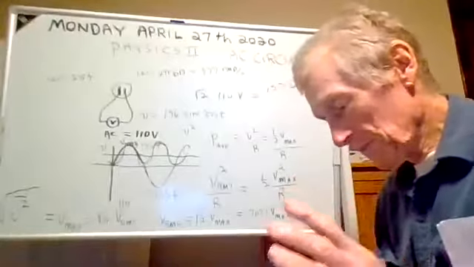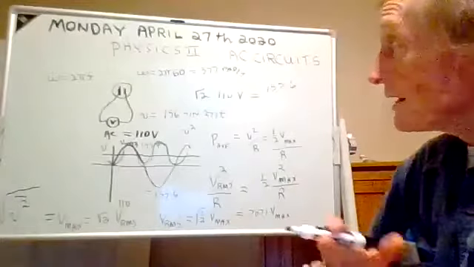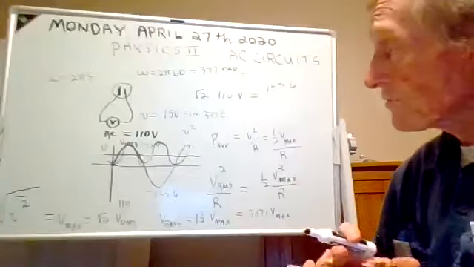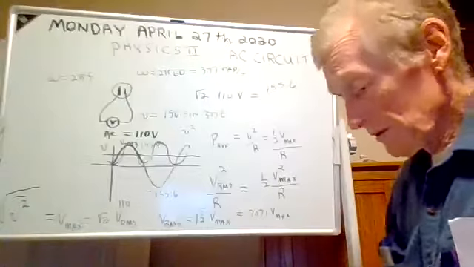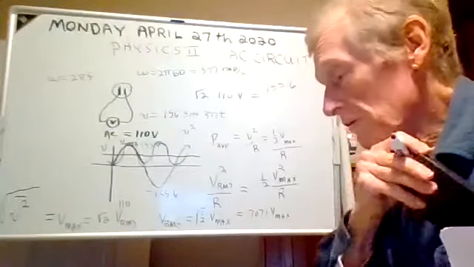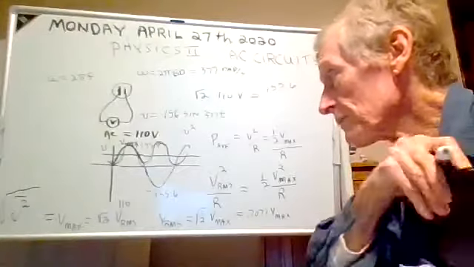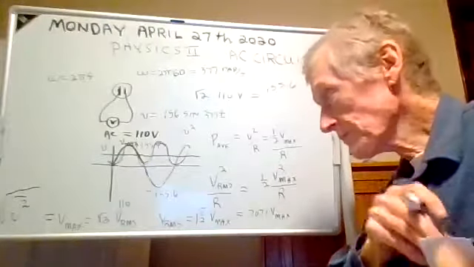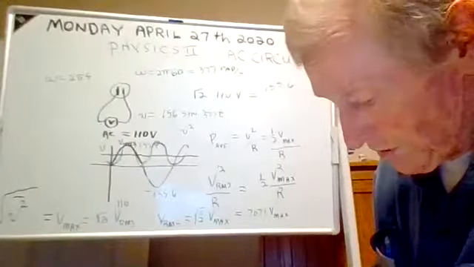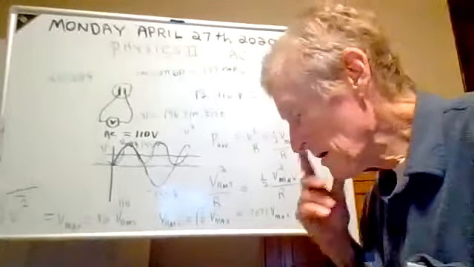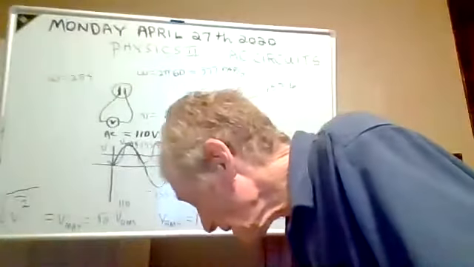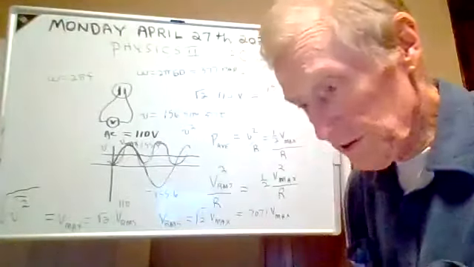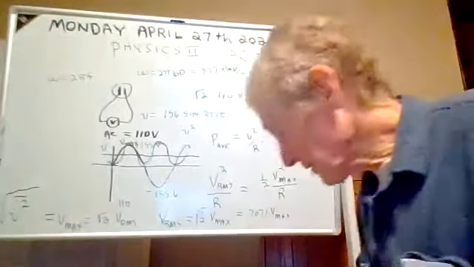Read your book. And the same thing is true of the current. It's called an RMS current. Root mean square. See, when you square the current, you don't get zero. Okay, well, let me go back. Maybe you didn't understand that. Maybe I didn't explain it worth a darn.